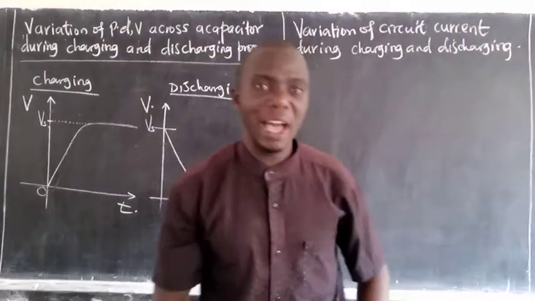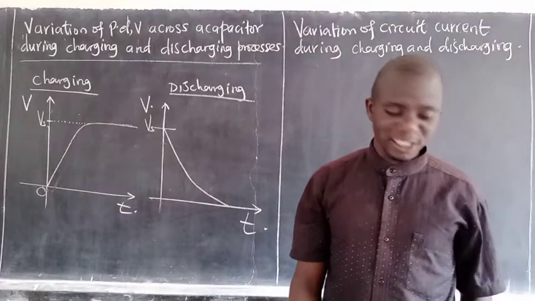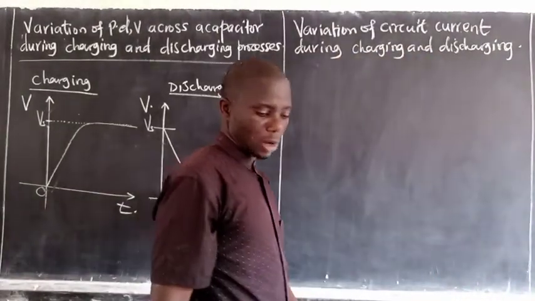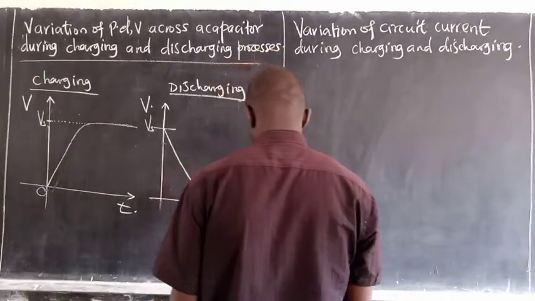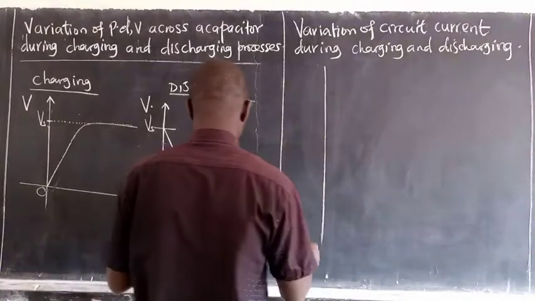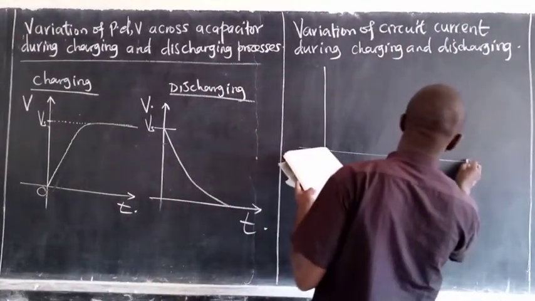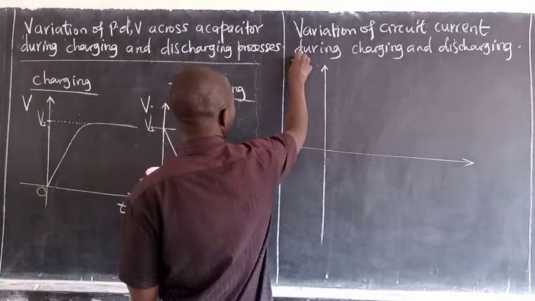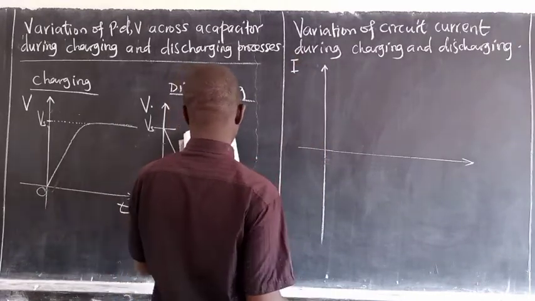The word process is there. We are seeing how current varies. Okay, and these ones we are actually going to represent them on a similar graph. This is the current. This is the time.